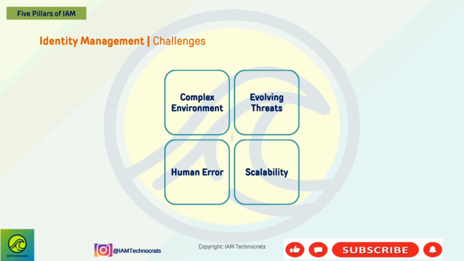Next is human error. Mistakes in provisioning or deprovisioning identities can lead to unauthorized access or security gaps. The last is scalability. Growing organizations face challenges in maintaining consistent identity practices for expanding user bases.